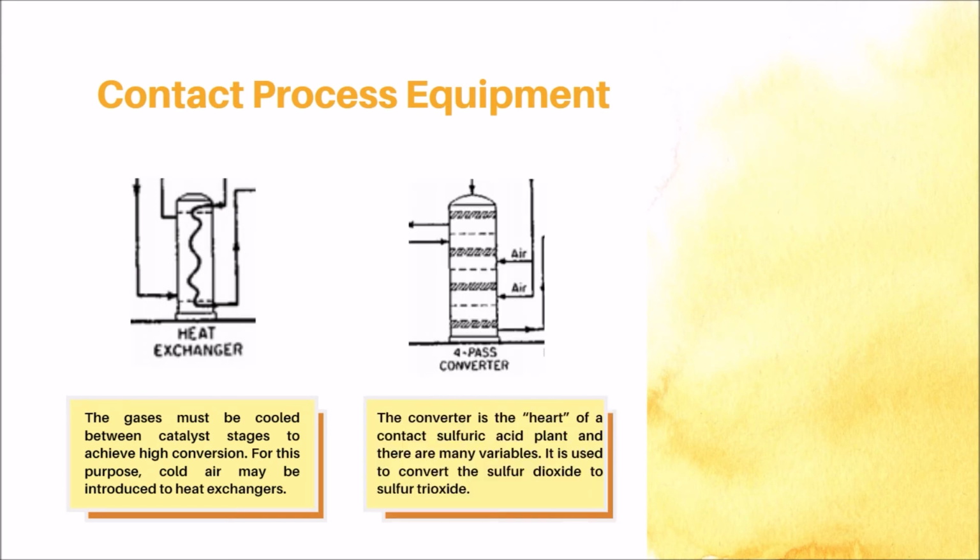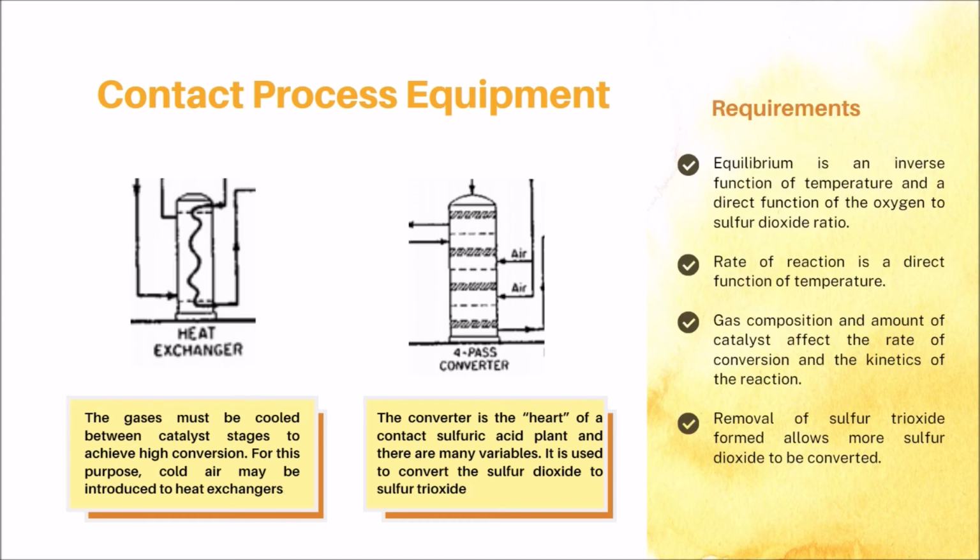For the converters, the chemical conversion of sulfur dioxide to sulfur trioxide is designed to maximize the conversion by taking into consideration that equilibrium is an inverse function of temperature and a direct function of the oxygen to sulfur dioxide ratio. Also, rate of reaction is a direct function of temperature. Gas composition and amount of catalyst affect the rate of conversion and the kinetics of the reaction, and lastly, removal of sulfur trioxide allows more sulfur dioxide to be converted.